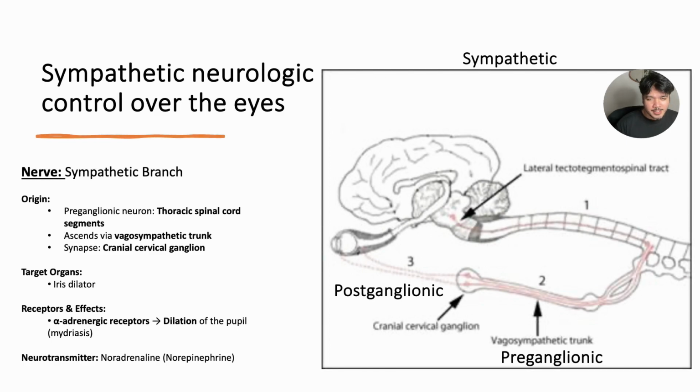So when we look at the sympathetic control over the eyes, its role is to dilate, and the usual dilation is a response to fear. It could be excitement, but increased sympathetic tone results in dilation of your eye.